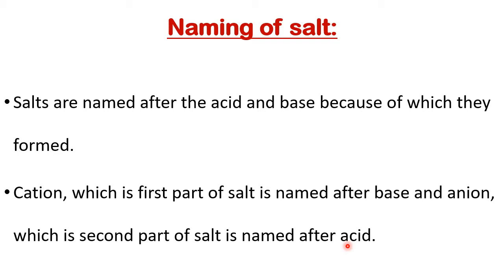So how is it named? It is named as either hydrogen chloride or hydrochloric acid. Like that, even in the case of salts also, first the cation, the positive ion, is named, then the anion, or the negative ion. What do I want to say here? Cation comes from the base part and the anion comes from the acid part. Let us see the examples.